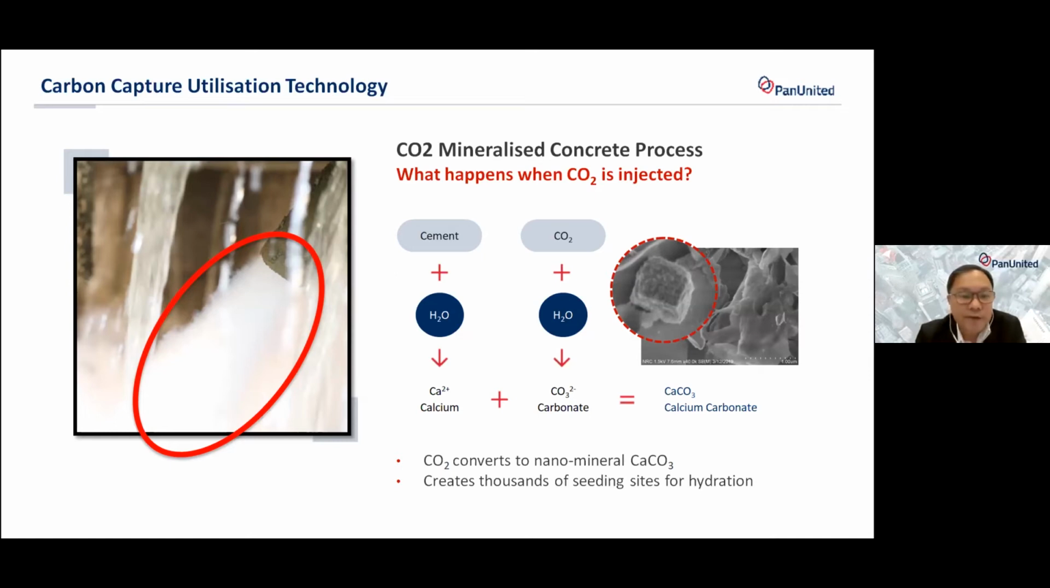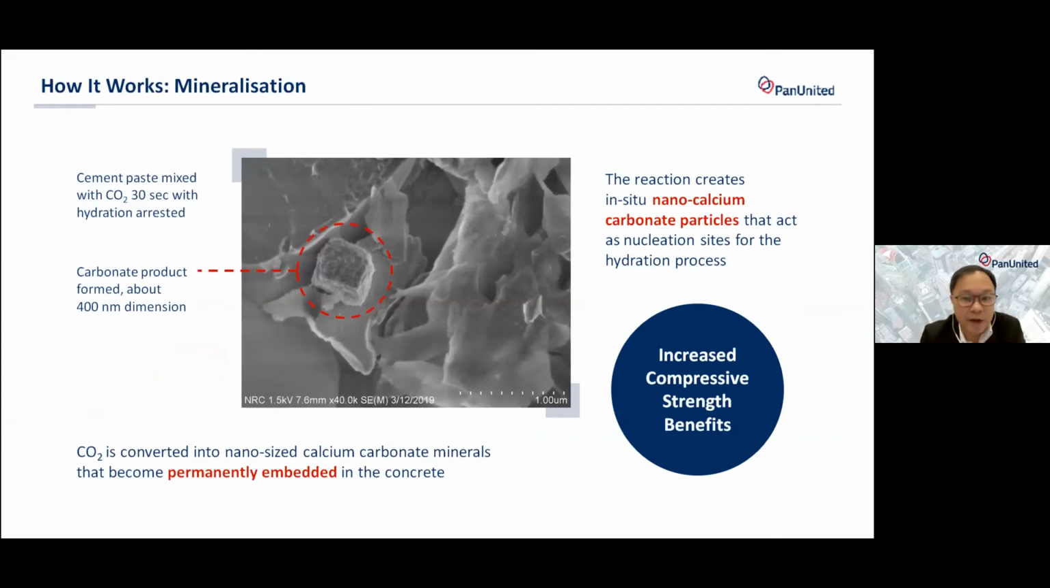Now let us take a look at what happens when CO2 is being injected. On the left of the slide, this red color is the CO2 pipe that is being inserted in our central mixer. So during the production and mixing of our ready mix concrete, when our cement, stone, and sand are mixed, liquid CO2 is injected during the mixing process. And on the right, you can see the chemical reaction that tells us that nano calcium carbonate is formed when the CO2 is injected. Now let us take a closer look at this nano calcium carbonate. In this slide, it is a scanning electron microscope image, and the sugar cube structure is actually the nano calcium carbonate. Because of this, it forms a lot of seeding sites for hydration to occur, right?